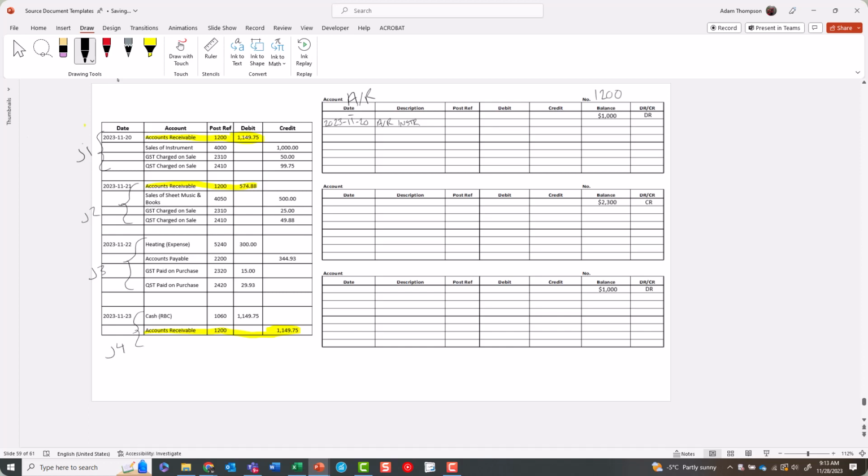So you see we have 4 journal entries, the post reference on the reference journal 1, and the debit of $1,149.75. As this is an asset account, a debit increases our balance, so we have a balance of $2,149.75. I'll check off that I completed the first journal, and I'm going to move to the second entry.